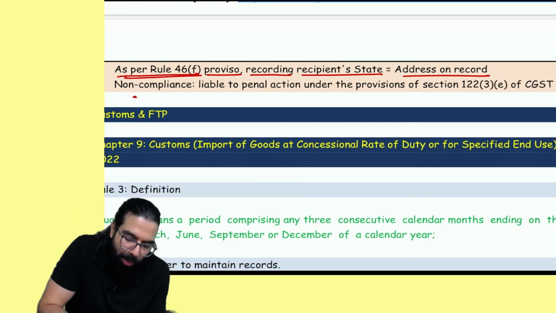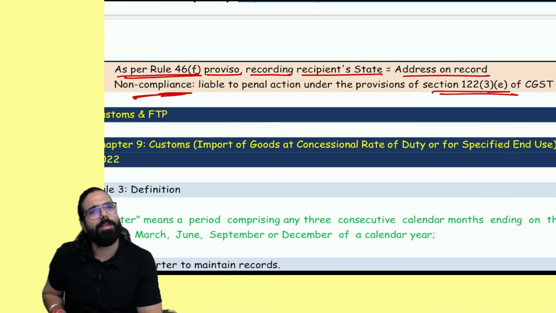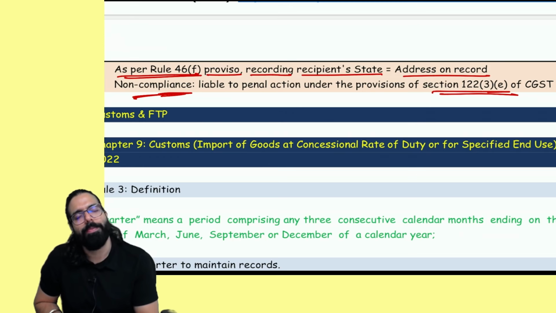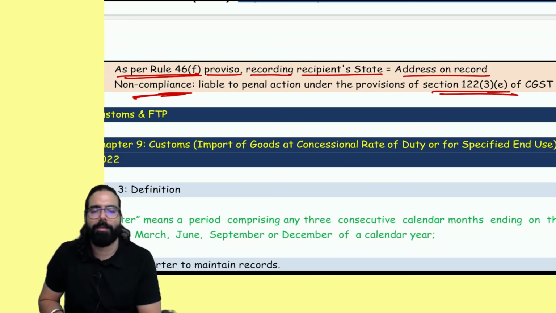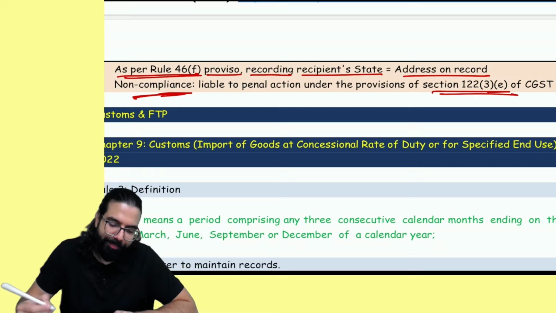They have told, sir, if you don't comply, then the penalty is under section 122(3)(e), which went ahead and told what, sir? Penalty up to 25,000. So I will be charged a penalty up to 25,000 under CGST and up to 25,000 under SGST. Done, sir. This part is clear.